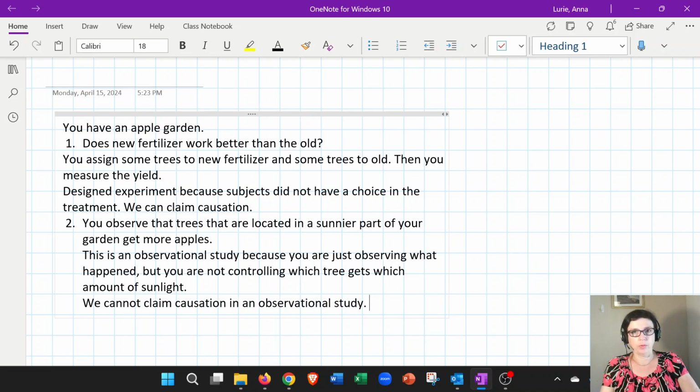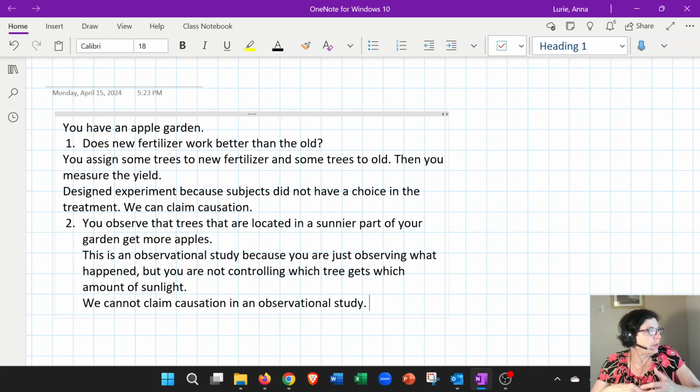So why not? Why can't we say, well, because of more sunlight, I got a bigger yield? Well, because you were just observing what happened, and there could be other variables potentially influencing the yield. It might not be the sun, it might be something else. For example, maybe the part of the garden that you think is sunnier also has better soil, and the quality of the soil is why you get bigger yield.